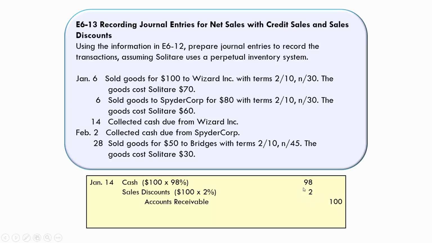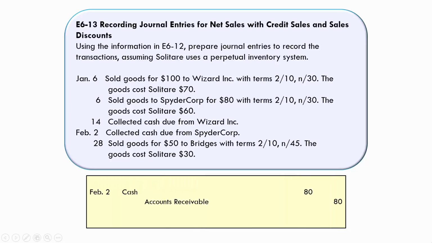This is recorded in our sales discount contra account. As a contra, it would be the opposite of revenue, which is a credit. It would be a debit. It would be sales discount debit for the 2%, and the cash is not going to be 100% of $100. It's going to be 98% of 100.